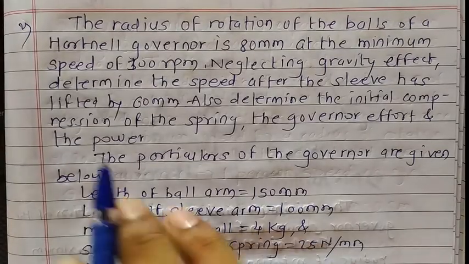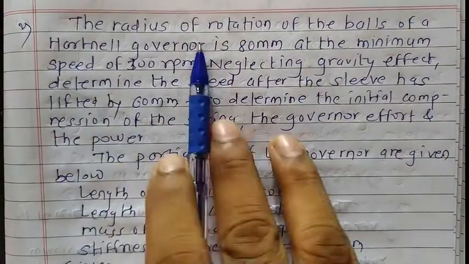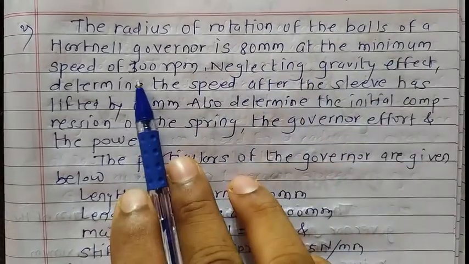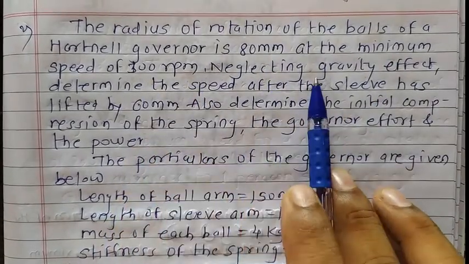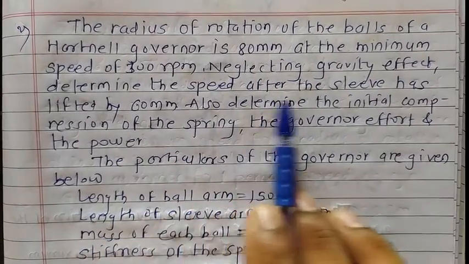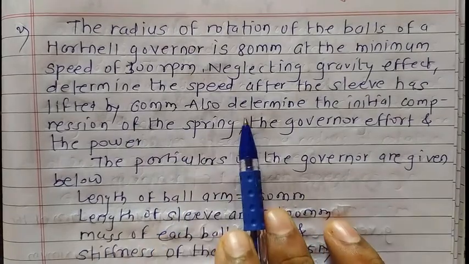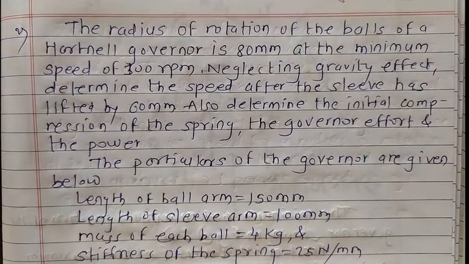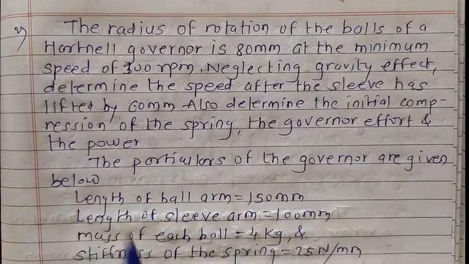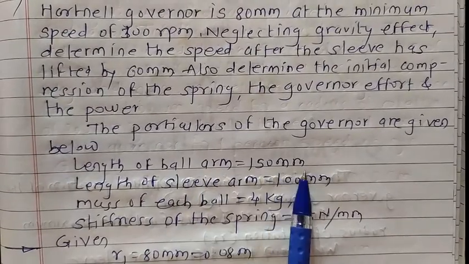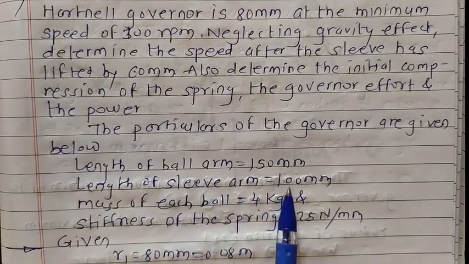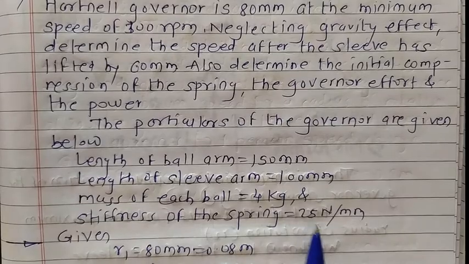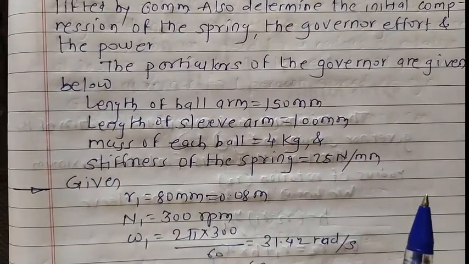Now see the numerical on the Hartnell governor. The radius of rotation of the balls of a Hartnell governor is 80 mm at the minimum speed of 300 rpm. Neglecting gravity effect, determine the speed after the sleeve has lifted by 60 mm. Also determine the initial compression of the spring, the governor effort, and the power. The particulars of the governor are given below. The length of the ball arm is 150 mm, the length of the sleeve arm is 100 mm, the mass of each ball is 4 kilogram, and the stiffness of the spring is 25 Newton per mm.